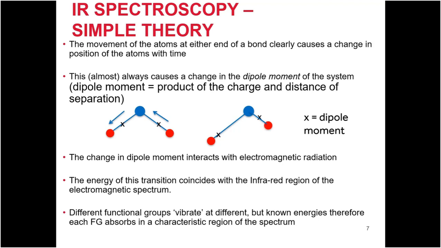This change in position is what happens when the correct energy, given by light in the infrared region of the electromagnetic spectrum, hits the molecule. It causes it to vibrate. Each type of bond or functional group will vibrate at a different but known energy, and that means that each functional group will give an absorbance in a different position on the infrared spectrum, and it's this that allows us to work out what functional groups are present within a particular molecule.